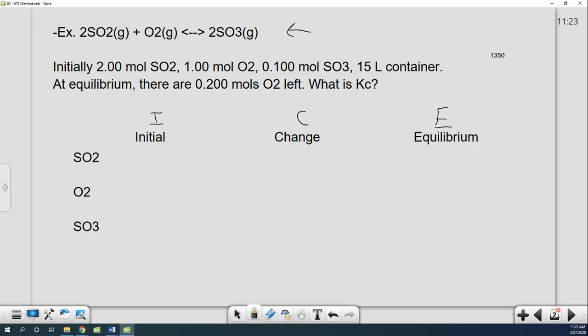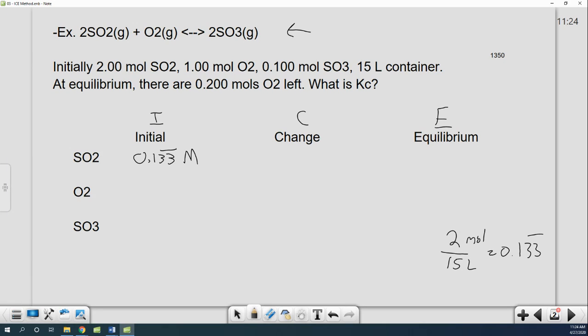Now, these ICE charts always work with concentrations, right? And so I had 2 moles of SO2 in a 15-liter container. Let me grab my handy dandy calculator over here. These might get a little complicated later on, so I'm just going to use an actual calculator, not the one on the screen here. But you can still follow along. 2 divided by 15 is 0.13 repeating. So that is my initial concentration of the sulfur dioxide.